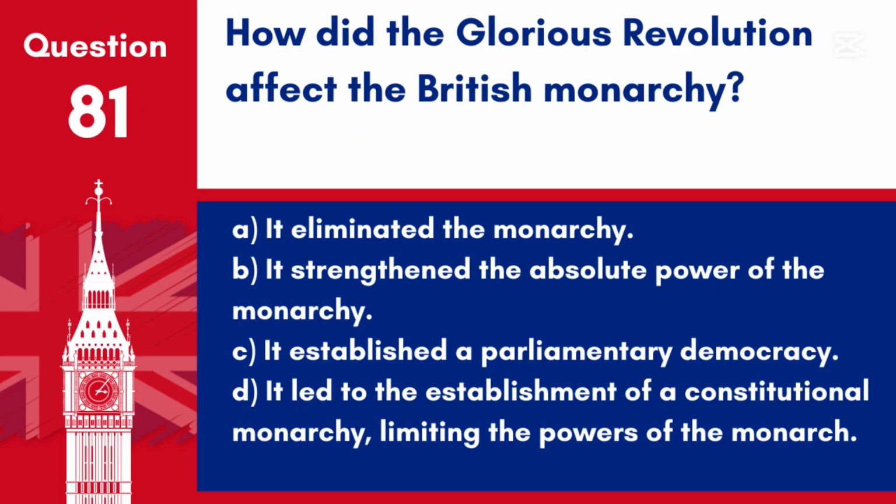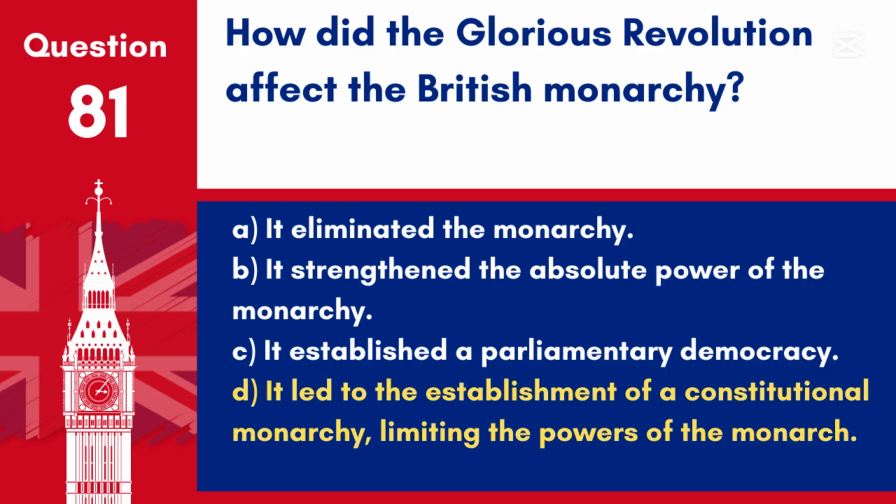Question 81. How did the Glorious Revolution affect the British monarchy? A. It eliminated the monarchy. B. It strengthened the absolute power of the monarchy. C. It established a parliamentary democracy. D. It led to the establishment of a constitutional monarchy, limiting the powers of the monarch.